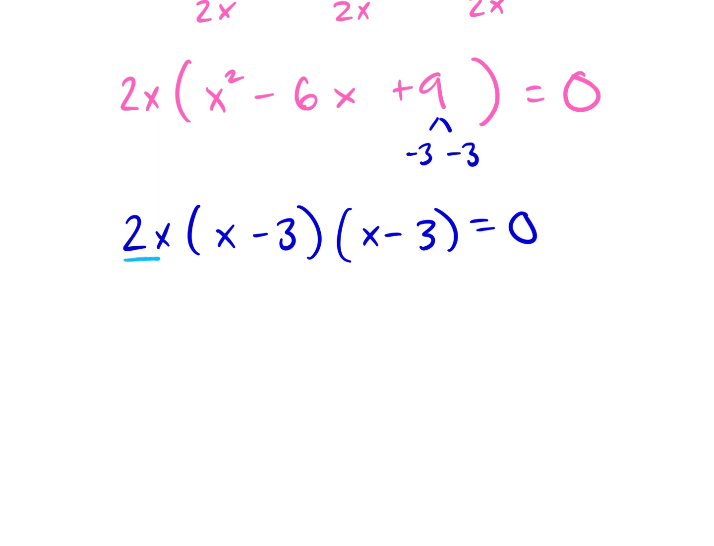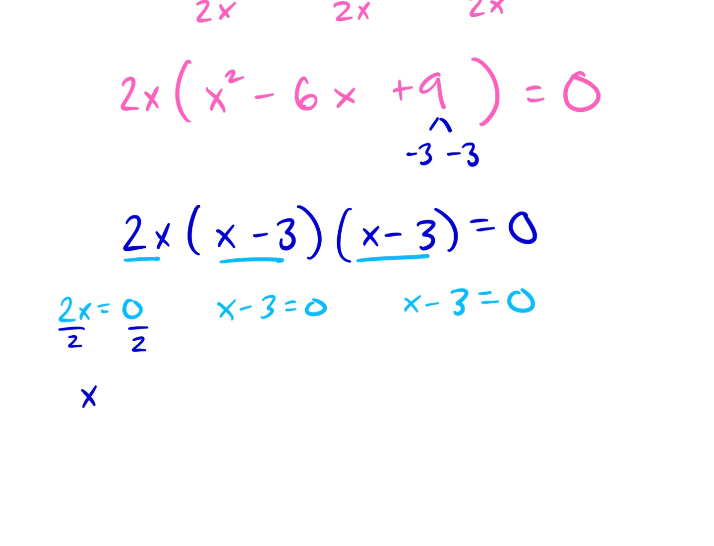So I have 3 parts here. All 3 parts of this get set equal to 0. So 2x equals 0, x minus 3 equals 0, and x minus 3 is equal to 0. So now I just have 3 little equations here. How would I solve the first one? Divide 2 on both sides. Perfect. What's 0 divided by 2? So x is equal to 0 is one of my solutions.